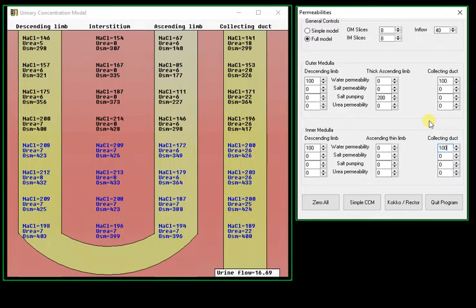Vasopressin also rapidly increases the urea permeability in the inner medullary collecting duct, so just in the inner medullary collecting duct, through increases in phosphorylation and the accumulation of urea transporter A1. So this allows the urea to flood out of the collecting duct and equilibrate with the interstitium. So let's change the urea permeability here to 12.